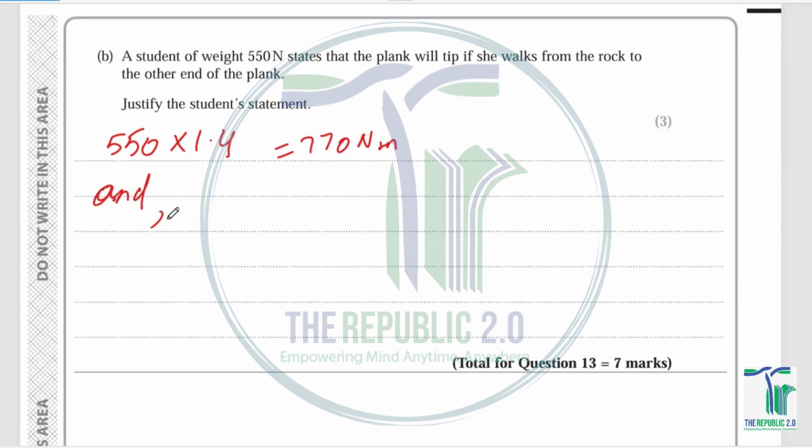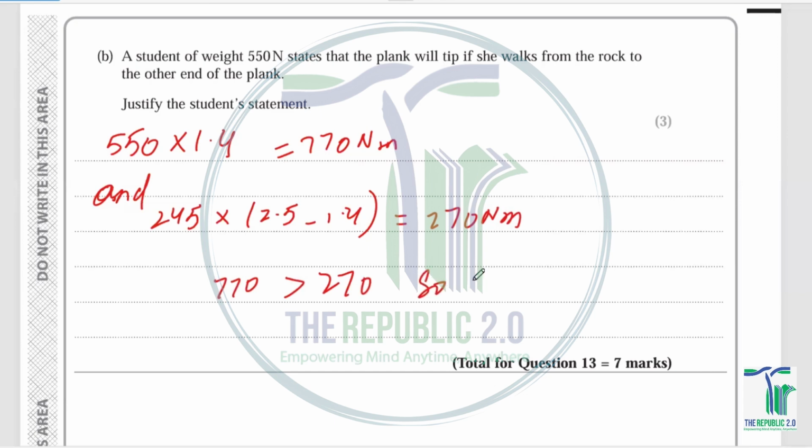Now, moment due to weight. The weight was 245, right? Times the distance from that pivot, which should be 2.5, minus 1.4 in total. If you just work it out, you will have 270 newton meters. So you can see that 770 is greater than 270. So the student was right.